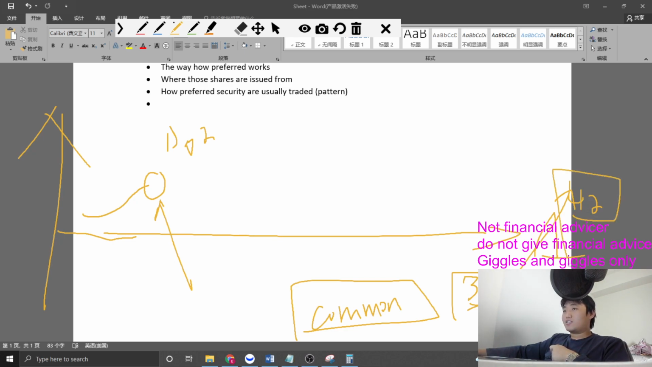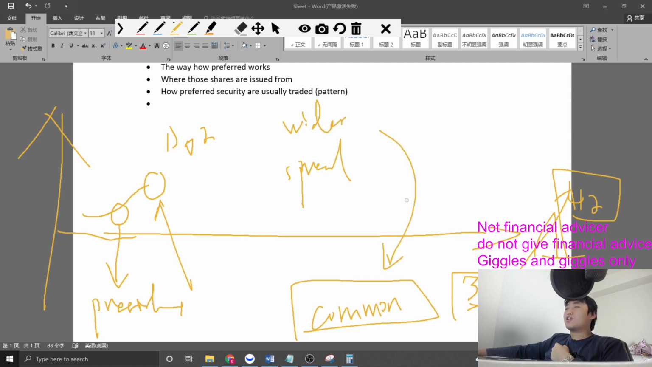But for preferred stock, it's different. You can only know how much a preferred stock is worth after the first person has traded it. So the first person who traded the preferred stock on day one determines the precedent of how much this preferred stock is going to be traded at. And they also determine the spread of the preferred stock. And usually the spread of the preferred stock is wider than common stocks.